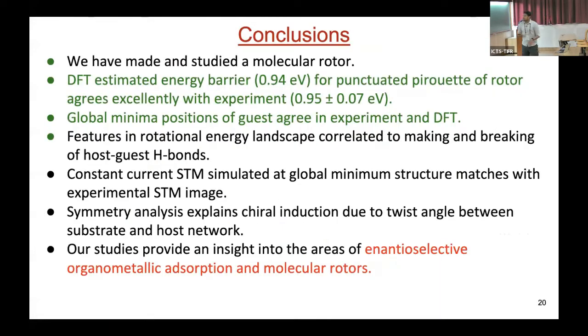So coming to the conclusions, we have made and studied a molecular rotor. The DFT-estimated energy barrier of 0.94 electron volt for a protonated guest rotor agrees excellently with the experiment. The global minimum position of the guest molecule inside the pore agrees between experiment and DFT. Features in the rotational energy landscape correlate to the making and breaking of host-guest hydrogen bonds. And constant current STM simulated at the global minimum structure matches with the experimental STM images. Symmetry analysis explains chiral induction due to the twist angle between substrate and host network. And also our study provides an insight into the area of enantioselective organometallic adsorption and molecular rotors.